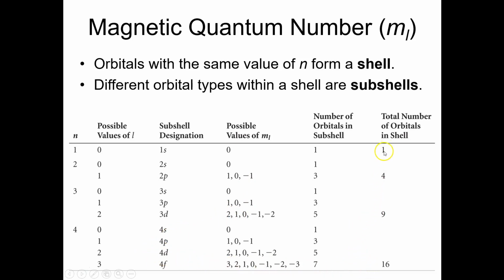And then this number here is the total number of orbitals at that principal energy level. So at principal energy level 1, there's one s and nothing else, so that's 1. At 2, there's one s, 3 p's for a total of 4. At 3, there's one s, 3 p's, and 5 d's for a total of 9. And you'll notice that the total number of orbitals in a given shell is equal to the principal energy level squared.